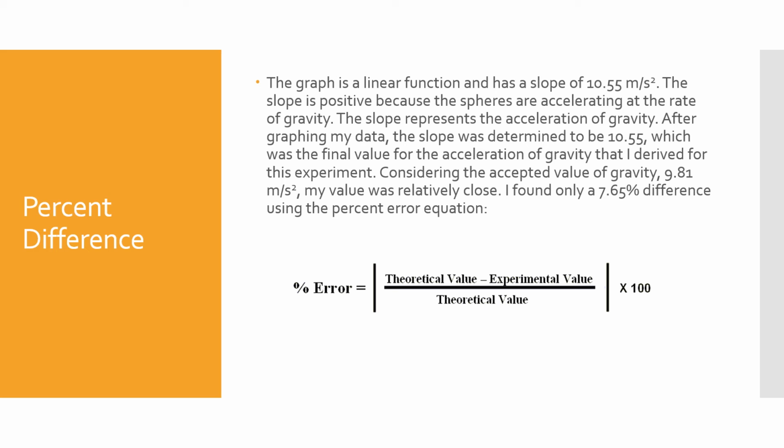After graphing my data, the slope was determined to be 10.55, which was the final value for the acceleration of gravity that I derived for this experiment. Considering that the accepted value of gravity is 9.81 meters per second squared, my value is relatively close. I found only a 7.65% difference using the percent error equation.